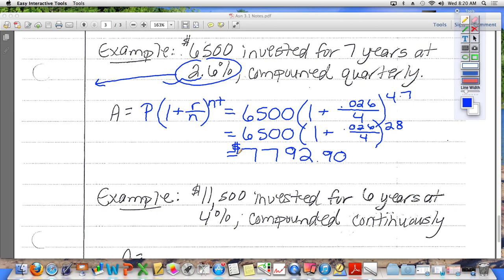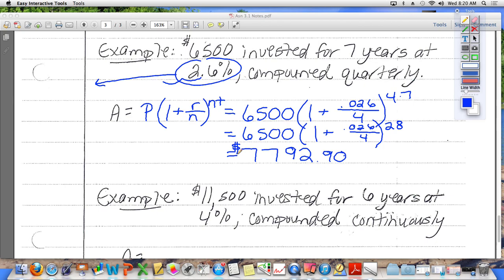No, what this means is that if you put $6,500 in an account that is earning interest quarterly, at the end of 7 years, the $6,500 will have grown to $7,792.90. Okay? That's a pretty good way to earn money, as long as you don't need that $6,500. If you have $6,500 just laying around, you can stick it in the bank and it will earn that much money.